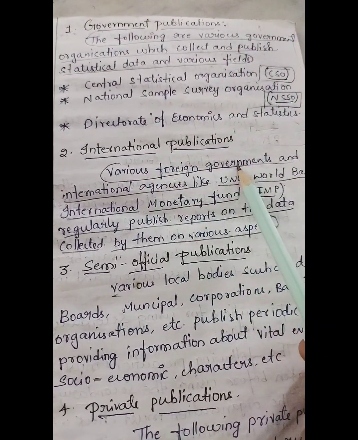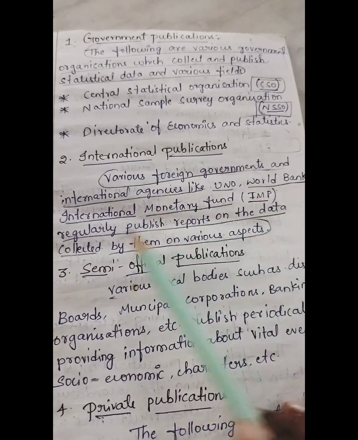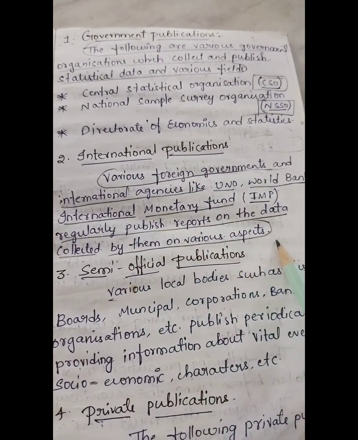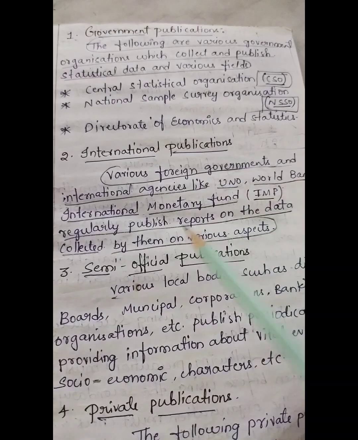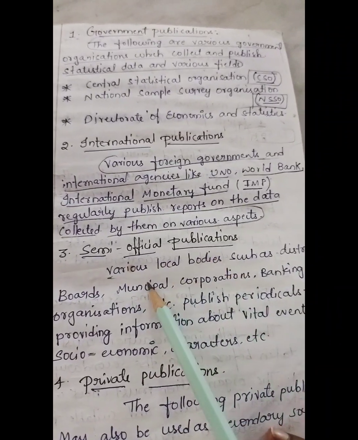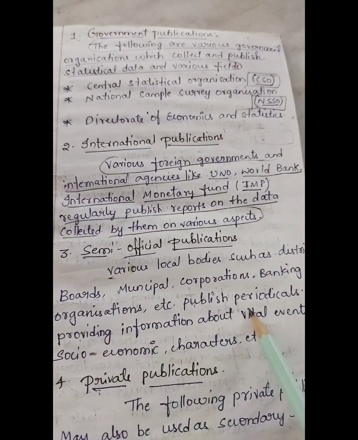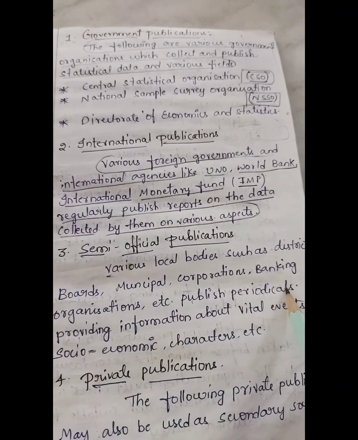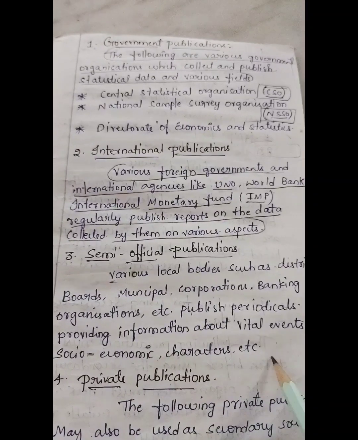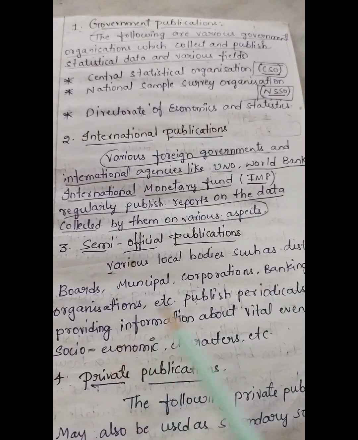And what are the international publications? Various foreign governments and international agencies like UNO, World Bank, International Monetary Fund regularly publish reports on data collected by them. This UNO and World Bank information is published regularly, and that also you can collect. Next, semi-official publications. Various local bodies such as district boards, municipal corporations, banking organizations, etc. publish periodicals providing information about vital events, social economic characteristics, etc. So from semi-official publications also you can collect, like district boards, municipal corporations, bank organizations, etc.